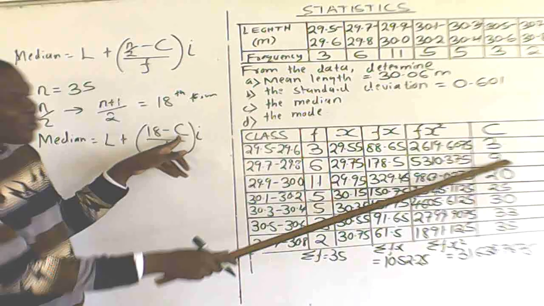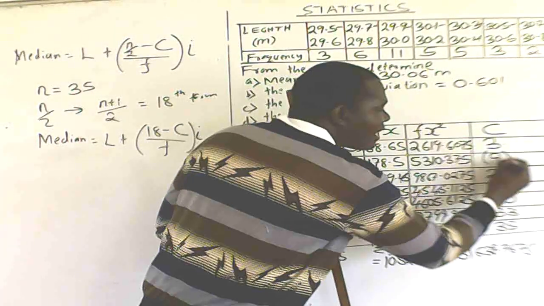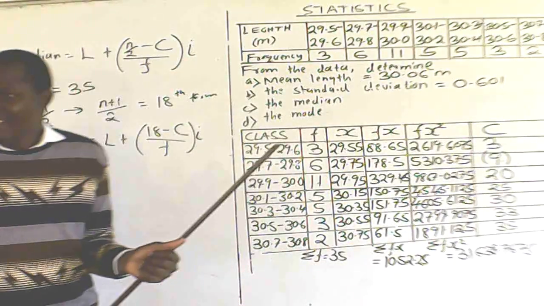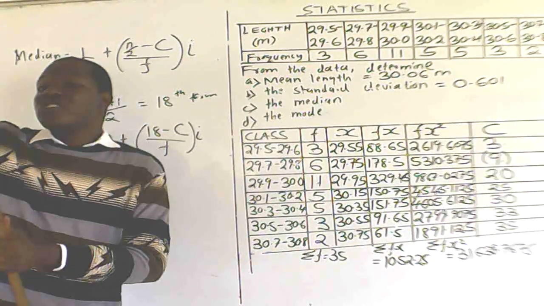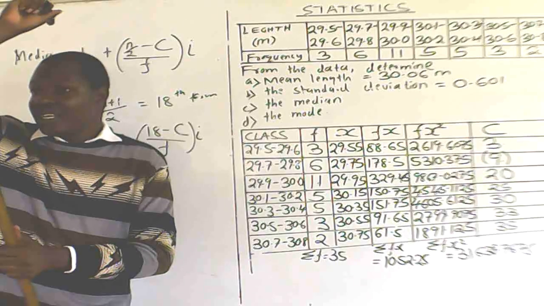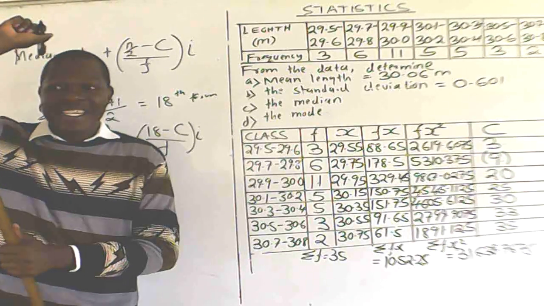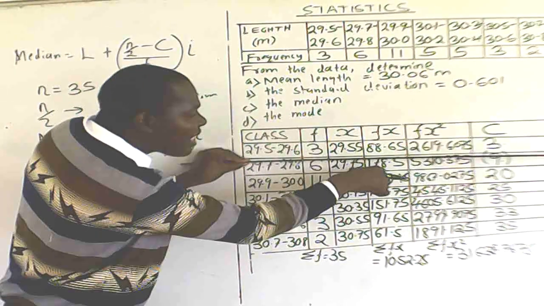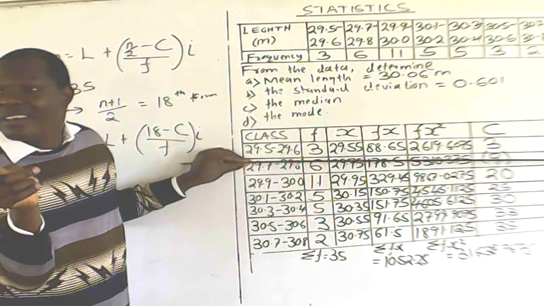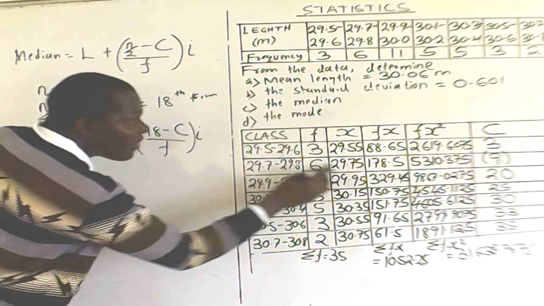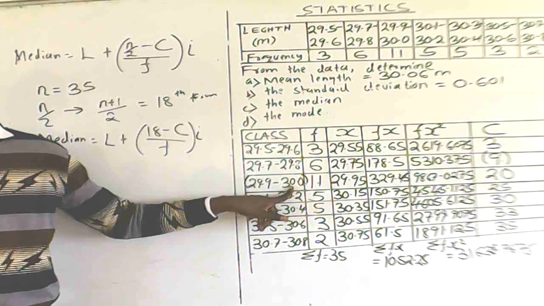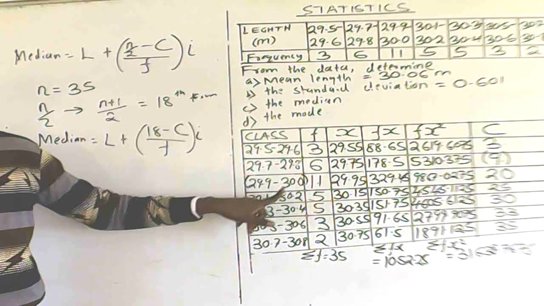Once you identify C to be 9, meaning the median class is the class below it. Because C is the cumulative frequency of the class above the median class, meaning C is above the median class. So once you've identified C to be this class, the class which is below is the median class. So the median class is this class, 29.9 to 30.0. That is the first way to deal with it.